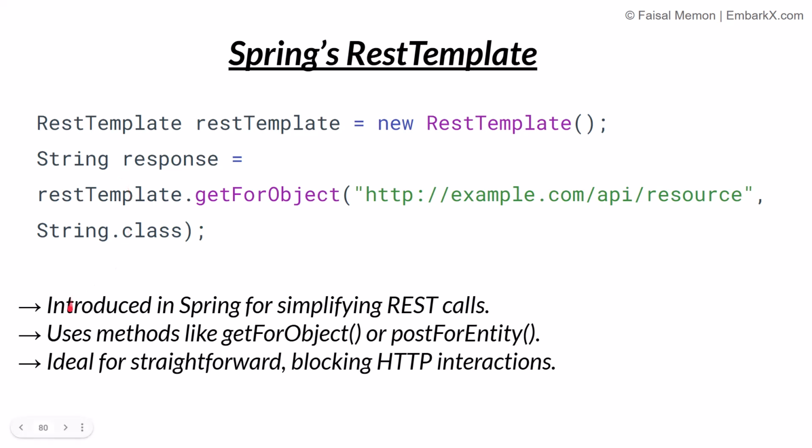Right? So it was introduced in Spring, like I said, for simplifying REST calls, and you can see it makes use of methods like getForObject or postForEntity. It is ideal for straightforward blocking HTTP interactions, and it's a synchronous client with a template method API. You can see over here, this is how you would normally make use of Spring's RestTemplate.